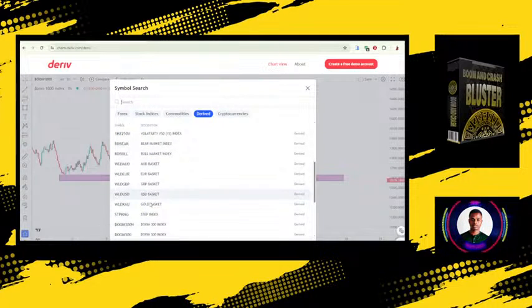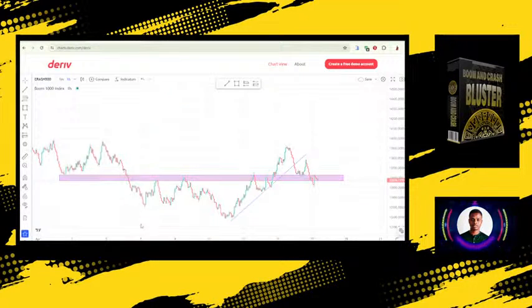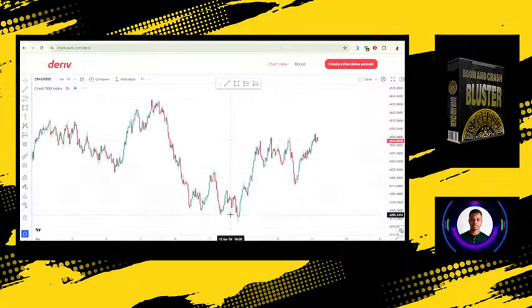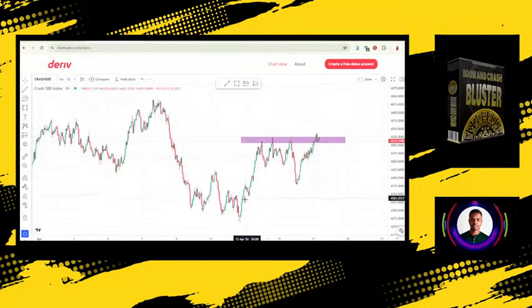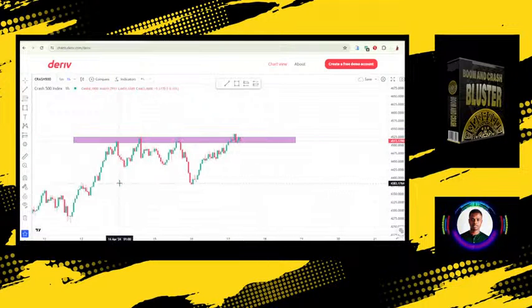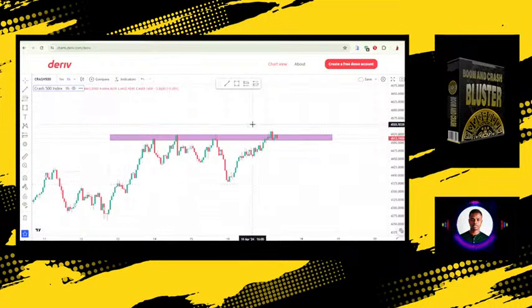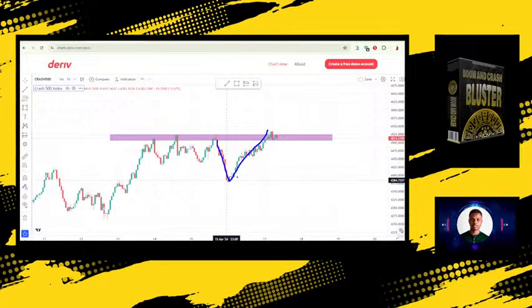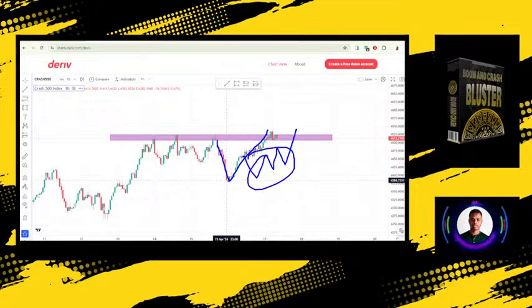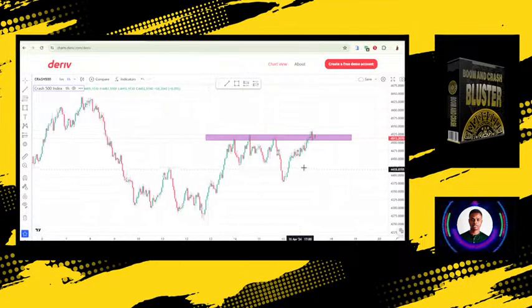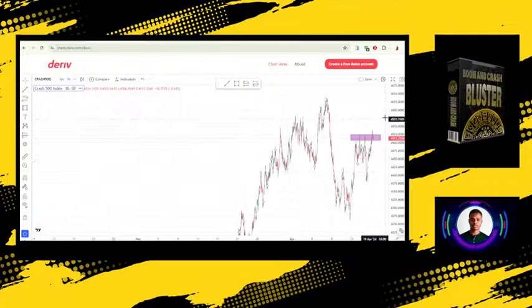So what next? Let's look at Crash 500. Crash 500 on a major level of structure again. Is it going to break? I don't think so. Why? Because this move is too big here. This impulsive move has been too big without any retest to create the volume or momentum. So I'm thinking the market is going to drop here.